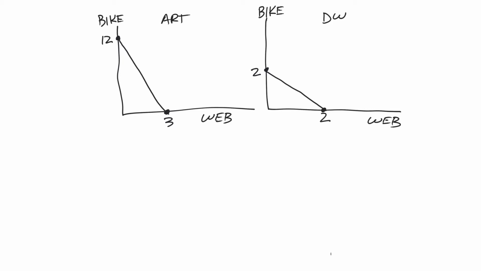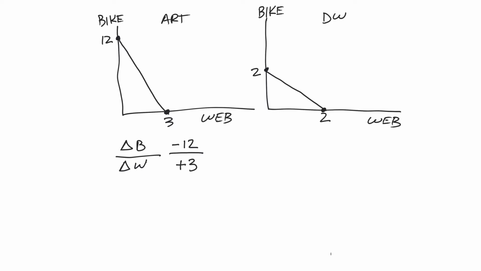So let's write it this way. The change in bike repairs divided by the change in web pages. Now, if we increase our web pages by 3, we're going to decrease our bike repairs by 12, right? So, 3 web pages results in 12 fewer bike repairs.